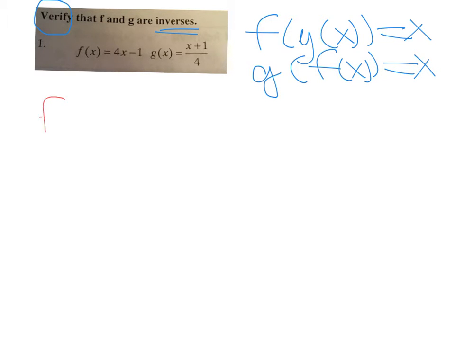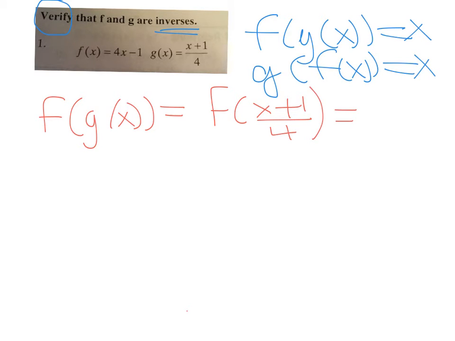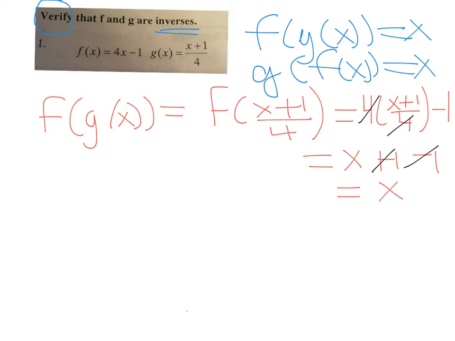So first let's do my f of g of x, which means I'm going to have f of (x plus 1) over 4, which means I'm going to have 4 times (x plus 1) over 4 minus 1. So if you look at this, when you multiply by 4 and divide by 4, they're going to undo each other. So now you're left with x plus 1 minus 1. And plus 1 minus 1 undo each other, leaving you with just x, which is what we wanted.